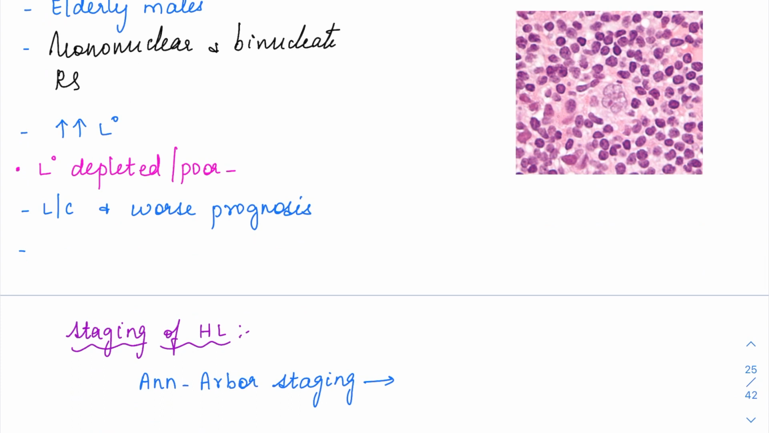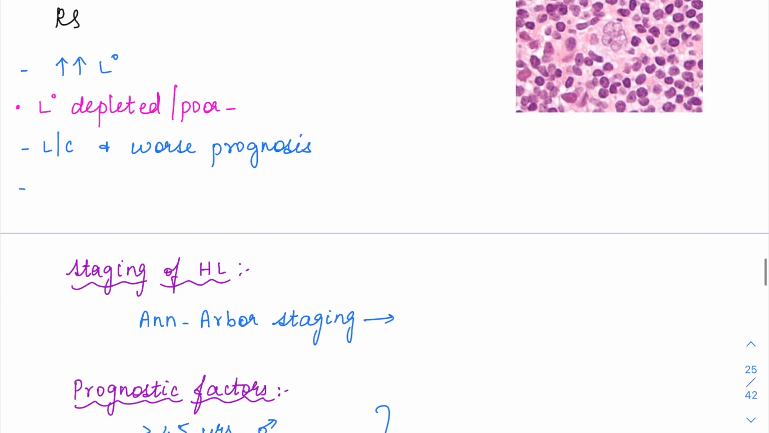Then the fourth type of classical Hodgkin's is lymphocyte depleted or lymphocyte poor Hodgkin's lymphoma. It is going to have a poor prognosis. The worst prognosis out of all is for this lymphocyte depleted one. And here the type of RS cells which we see are called the mummified or the pleomorphic RS cells.